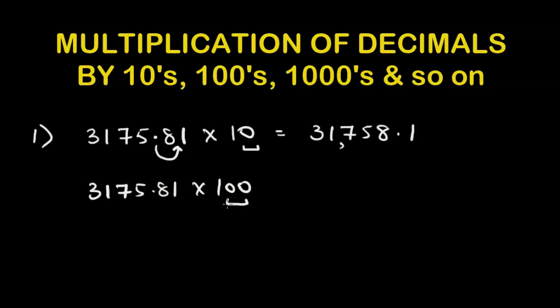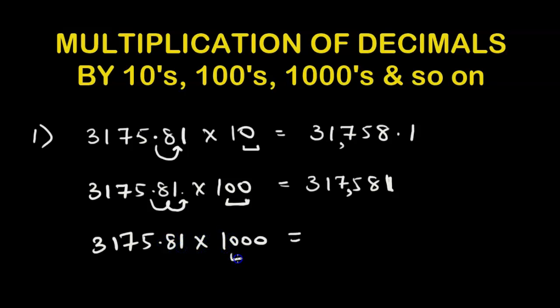Similarly, if we multiply 3175.81 with 100, we count the number of zeros. We have 2 zeros there. We move the decimal 2 places right. 1, 2. And the decimal comes here. Therefore, the answer is 317581. Decimal goes at the end. Decimal at the end means it's up to you if you want to put the decimal or if you don't want to put the decimal. Therefore, the answer we got is 317,581.